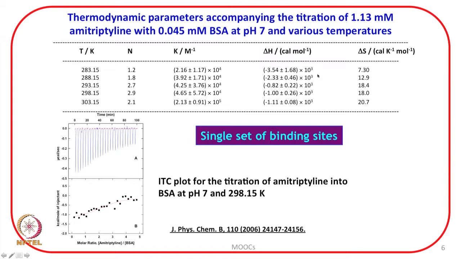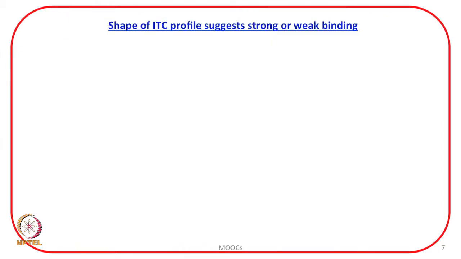At the same time, if we look at delta H, though the values are negative, the extent of exothermicity is also less now compared to naproxen, whereas delta S has now become positive. In the case of naproxen, the values of delta S were observed to be negative. Once again, here a single set of binding sites model was used to extract these thermodynamic quantities. Let us take a look at the next slide.